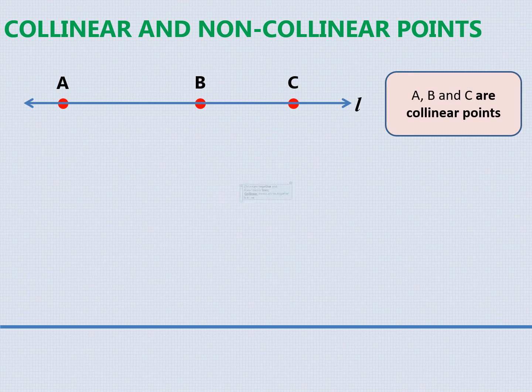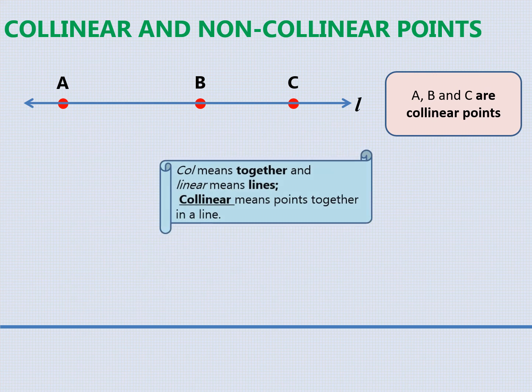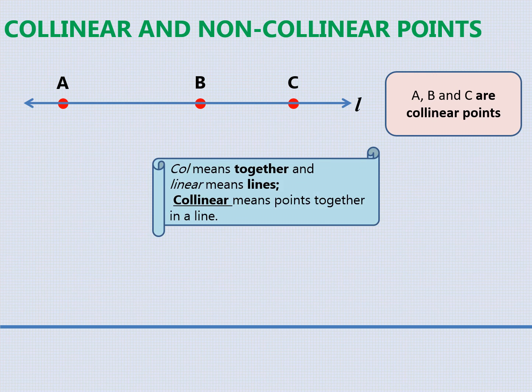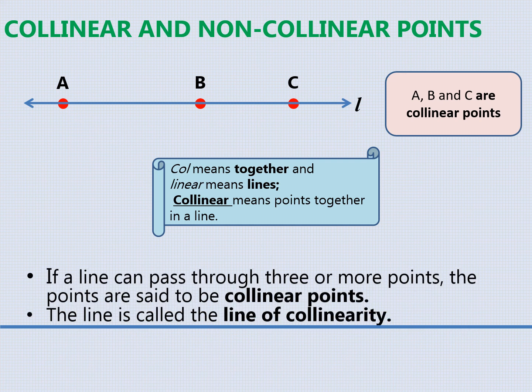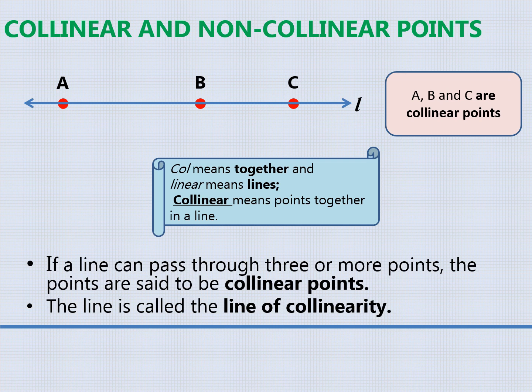The word collinear comes from the words col and linear. Col means together and linear means lines. So collinear means points together in a line. Here we can see the points A, B and C are all together in the same straight line. These points are collinear points and the line on which they lie is called the line of collinearity.